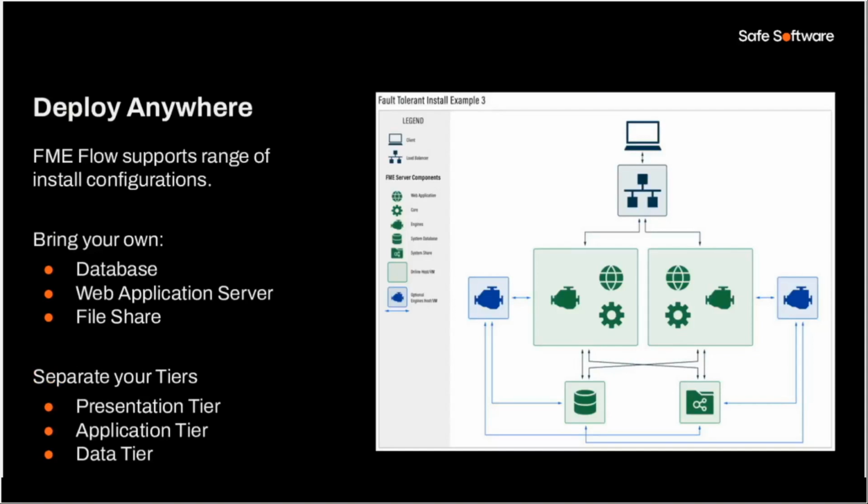We also have the option to be able to break apart FME Server or FME Flow deployments. There's a presentation tier, an application tier, or a data tier if you want to separate it out that way. You can bring your own database if you want. If you have a secure, redundant database, it may be a better option for your organization. Similarly, you can use your own web application server and file share.